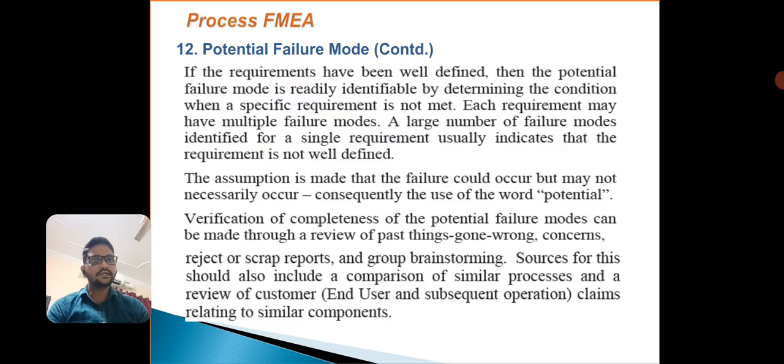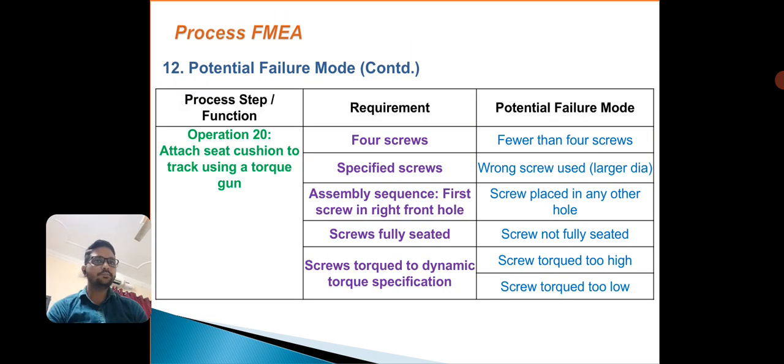Next are reject or scrap reports. Group brainstorming sources of these should also be included, as well as comparison of similar processes. Next is potential failure mode, with their process steps, process functions, requirements and potential failure modes.